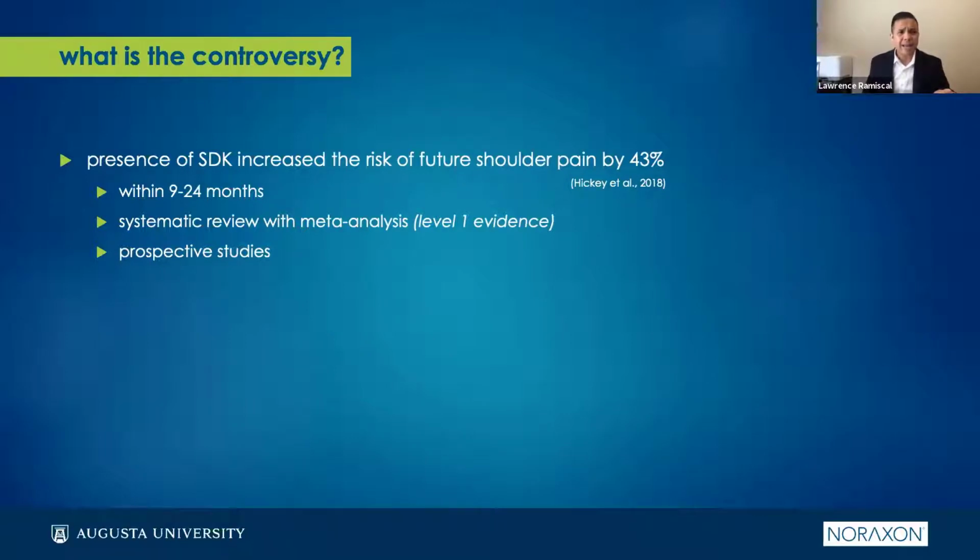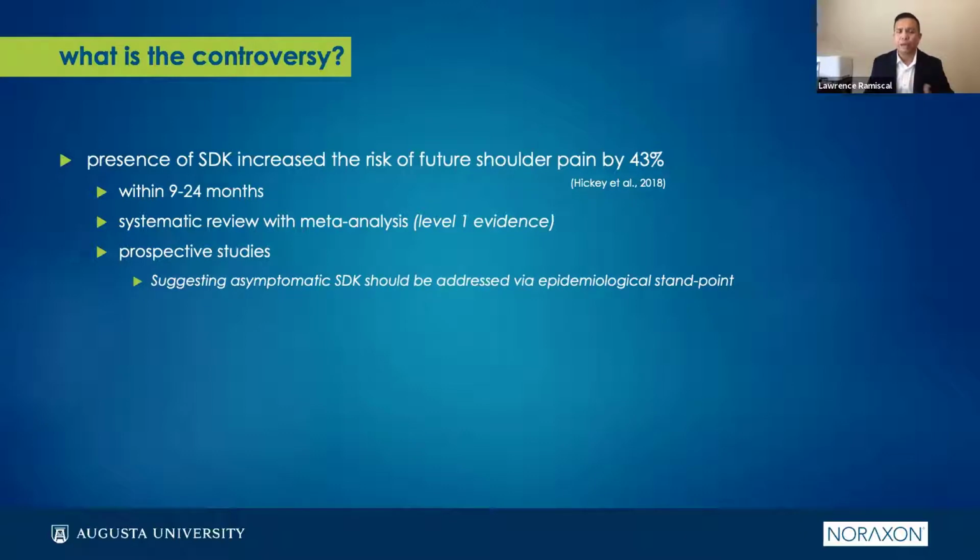So what does this mean? It's suggesting that asymptomatic SDK should be addressed from an epidemiological standpoint. What I mean by that is that we're now looking at not just the symptomatic population. Remember, we were talking about SDK in the symptomatic population. Now we're talking about the asymptomatic population that we need to start addressing, just like any other modifiable risk factor. So now we're treating SDK as a modifiable risk factor. If that is the case, it means that we probably, or more than likely, have to intervene from a preventative standpoint. That's what I mean by epidemiological standpoint.